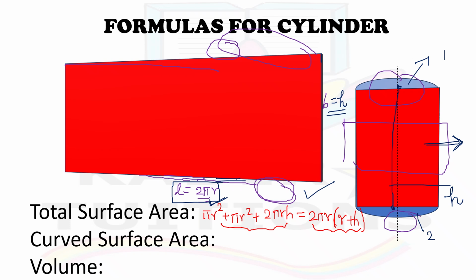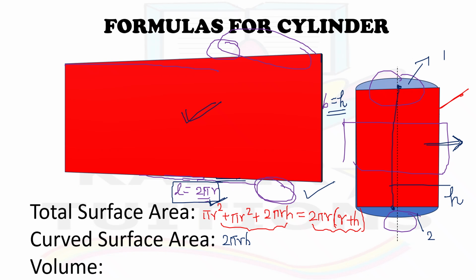Now we'll see what the curved surface area is. We can even call it the lateral surface area too. So what is curved surface area? You should not consider the topmost part or the bottom part. Only the sideways you have to calculate. If I'm calculating the sideways, then I will get only this rectangle part. So this is nothing but the curved surface area. What is curved surface area? It is 2 pi r into h. It's 2 pi r h.